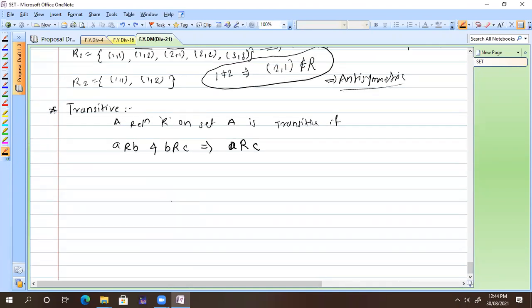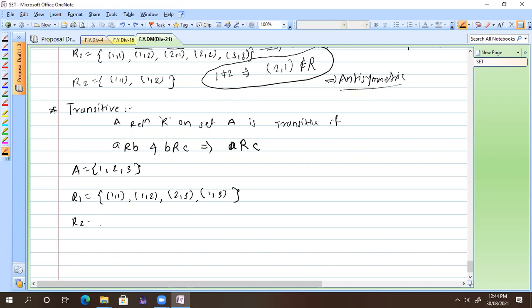Okay, everyone understands transitive? Okay, so I'm going to give you an example. You need to check whether it is transitive or not. Again I take a simple set {1, 2, 3}, and R1 contains some elements: (1, 1), (1, 2), then (2, 3), and (1, 3). Tell me whether it is transitive or not.